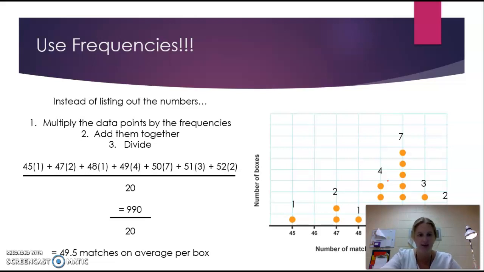We want to avoid the listing-it-out method and use the frequencies. So put these frequencies on dot plots and on histograms. It's meant to help us.